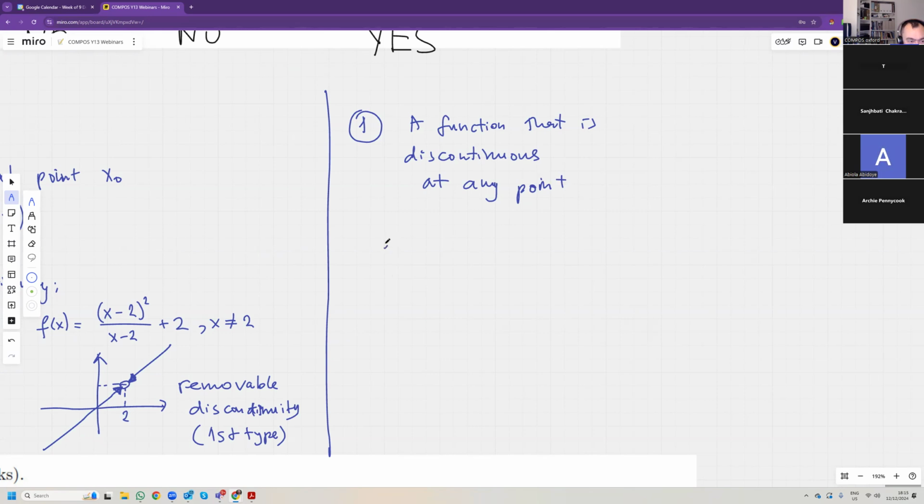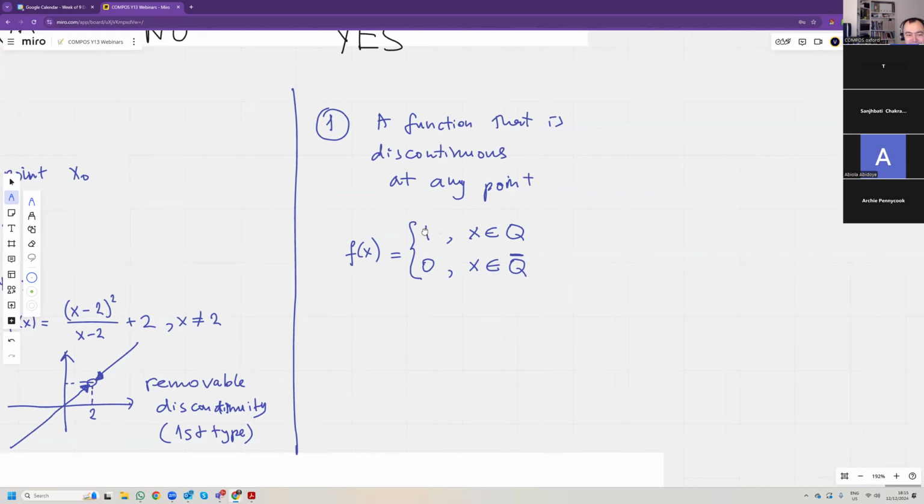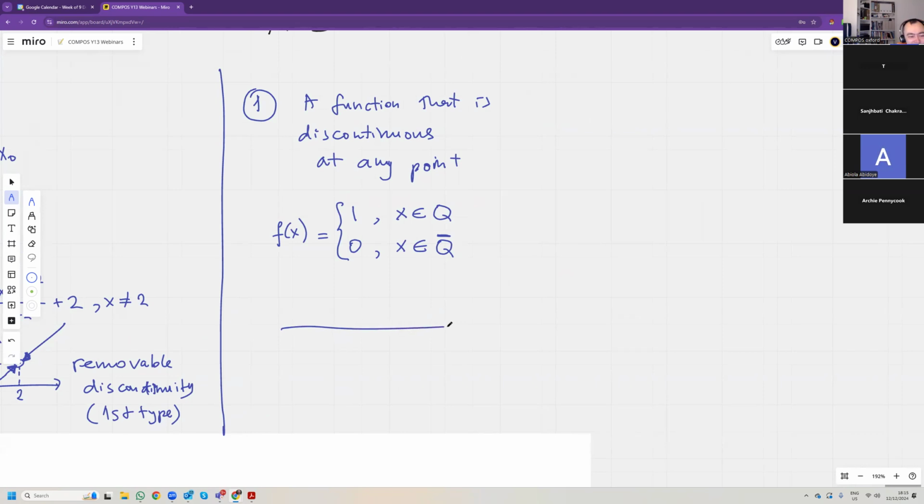Okay, so f of x is 1 if x is a rational number, and it's 0 if x is an irrational number. Let's call it irrational like this. So you can imagine what this function is. Because there are infinitely many rational numbers on any interval, it would be like this, but then there are infinitely many irrational numbers as well.